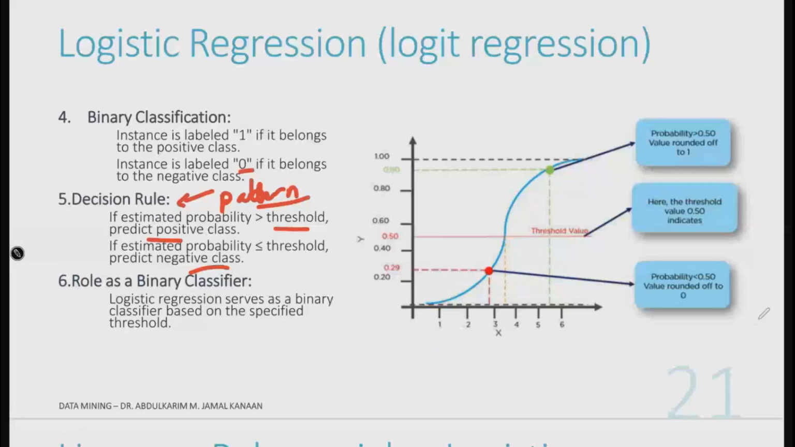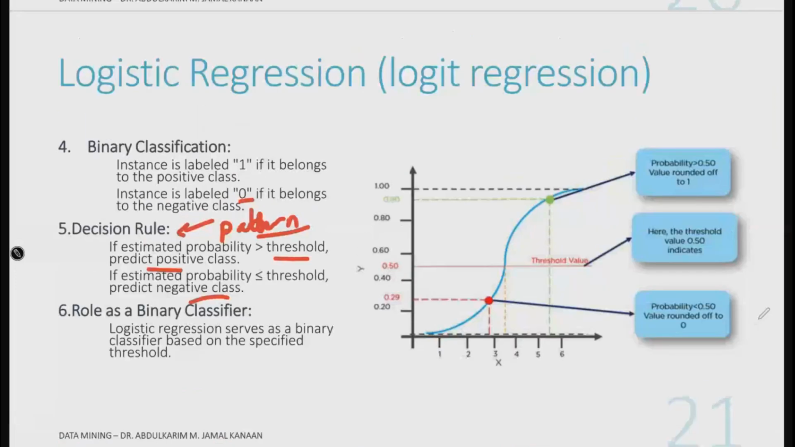I don't know if we have an example here, we don't. Okay, so back. Yeah, decision rule just simply means the pattern. Like an insight, what insight you found inside your data set, the pattern.